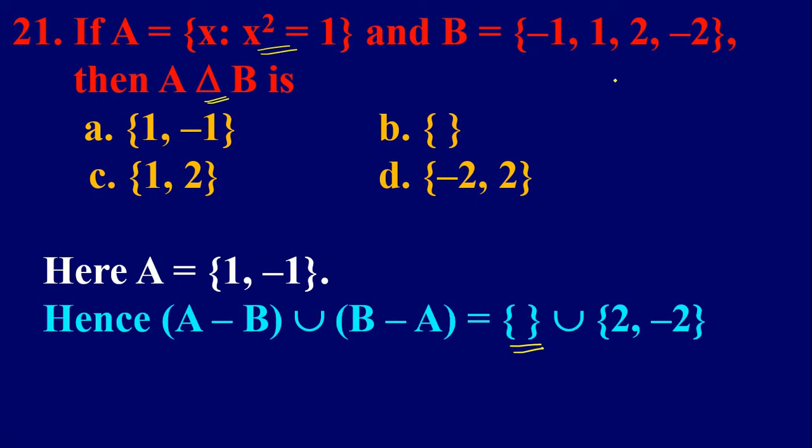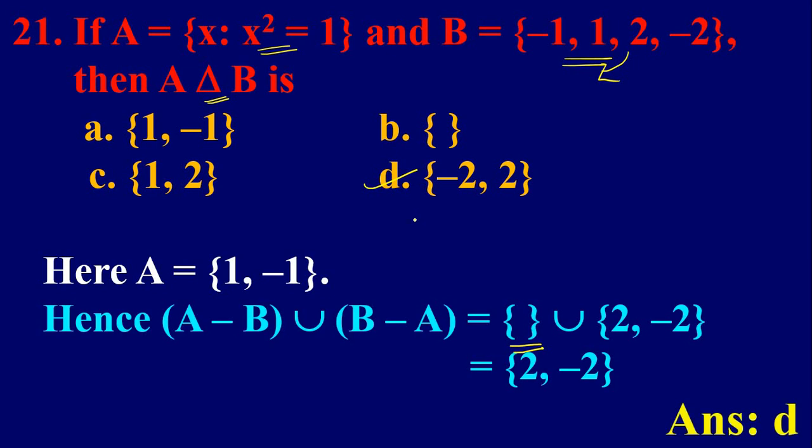Then we find B minus A. From B we have to subtract common elements. When we subtract common elements, remaining is 2 and minus 2. So A minus B is empty set and B minus A is 2, minus 2. Then we have to take union. Union of empty set and 2, minus 2 is 2, minus 2 only. So here the correct option is option D.